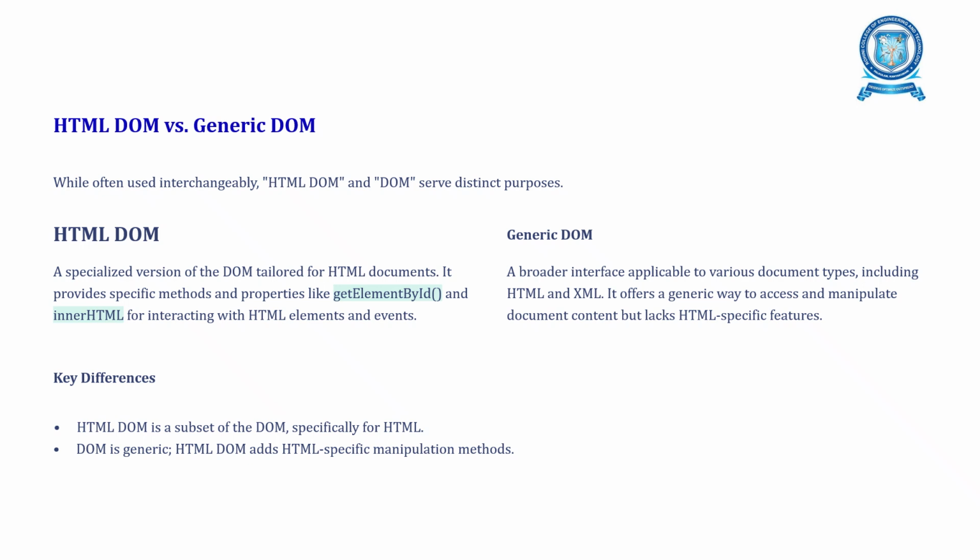Key differences. The HTML DOM is a subset of the DOM specifically for HTML. The generic DOM is generic. The HTML DOM adds HTML-specific modification methods.